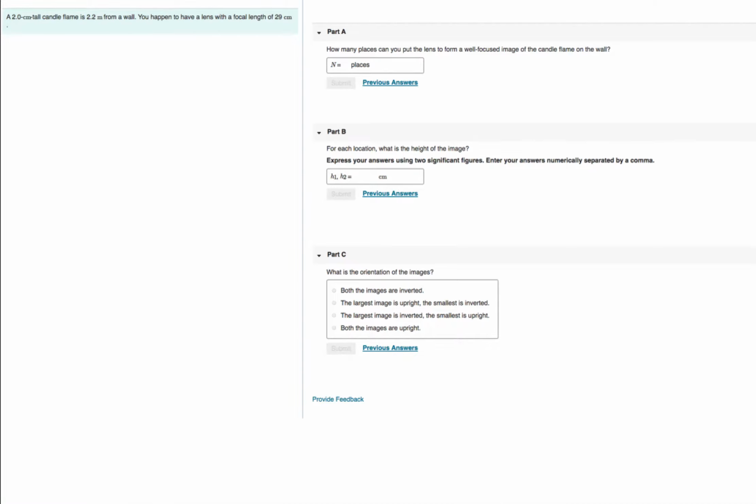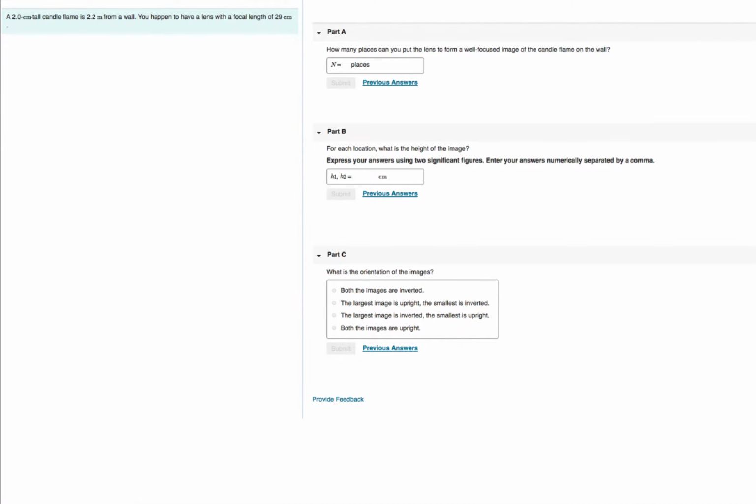A 2 centimeter tall candle flame is 2.2 meters from a wall. You happen to have a lens with a focal length of 29 centimeters. How many places can you put the lens to form a well-focused image of the candle flame on the wall? For each location, what is the height of the image, and what is the orientation of the images?